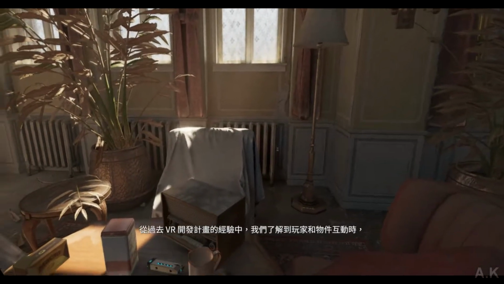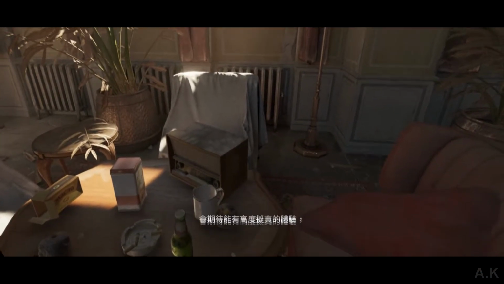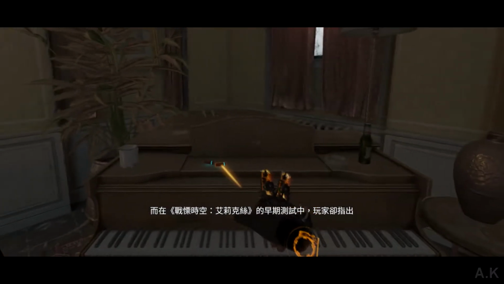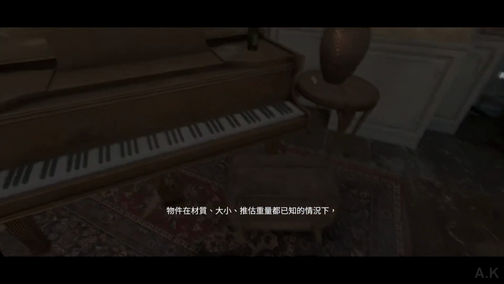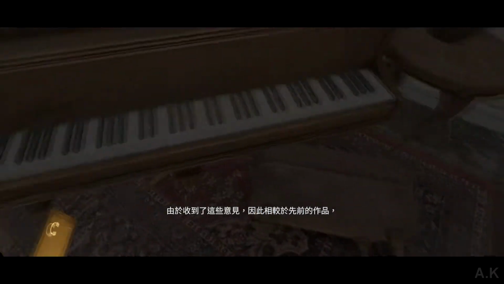We knew from previous VR projects that players would expect a high level of fidelity from their interactions with objects in the world, and during early testing of Half-Life: Alyx, we received comments that objects were not making the sounds that players expected, given an object's material, size, and assumed weight. This led us to a more granular approach to physics sounds than we had used in prior products.